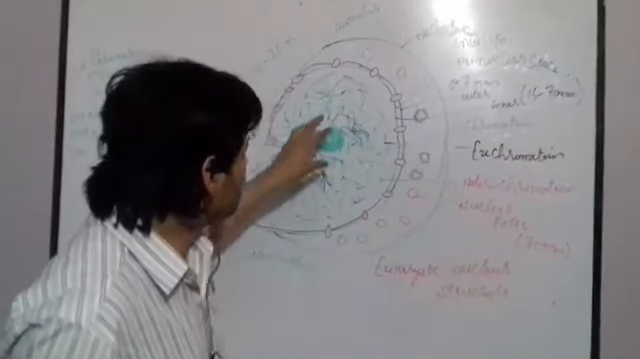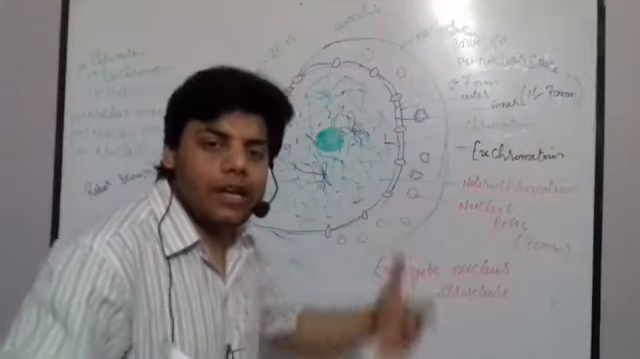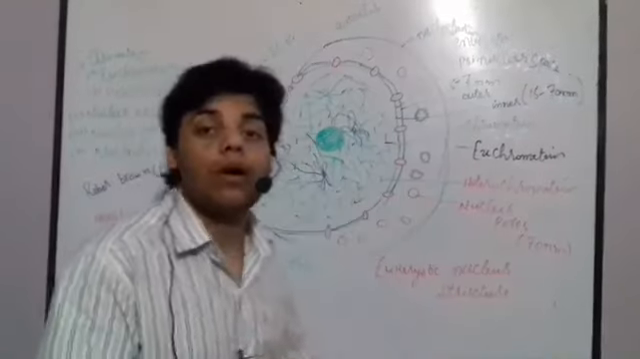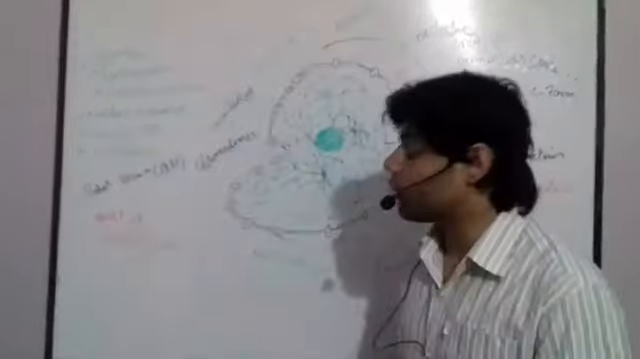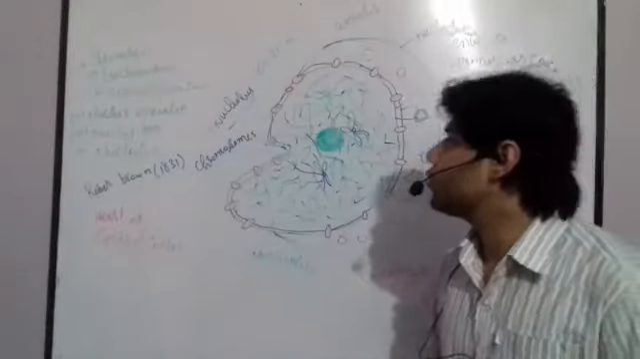The nucleolus is also responsible for synthesizing ribosomal RNA. Why? Because the nucleolus is connected with the DNA as well. So that's why we can say it is also responsible for making the ribosomal RNA. So that's all about the structure of the nucleus. I hope you understand this video lecture.